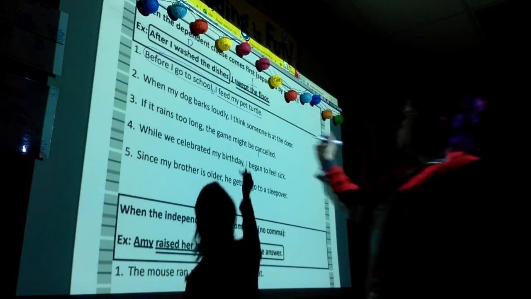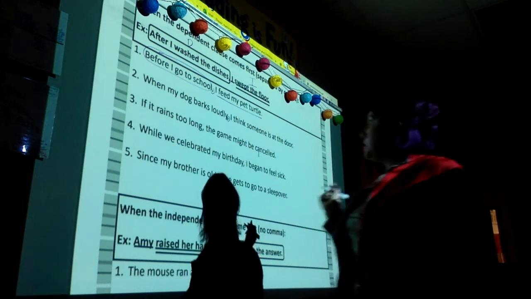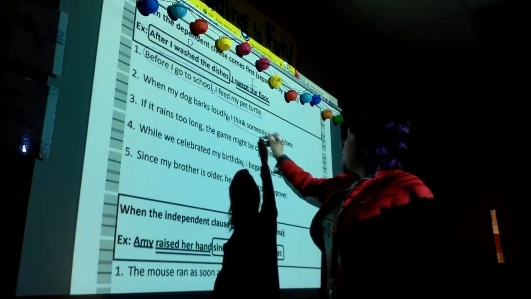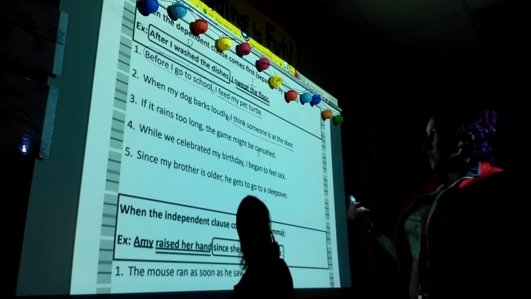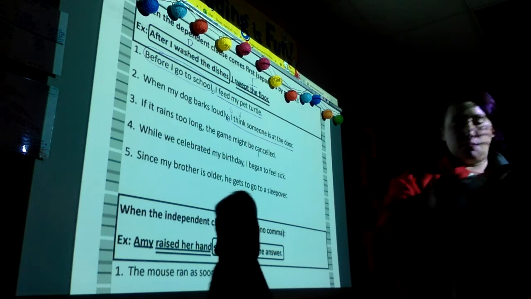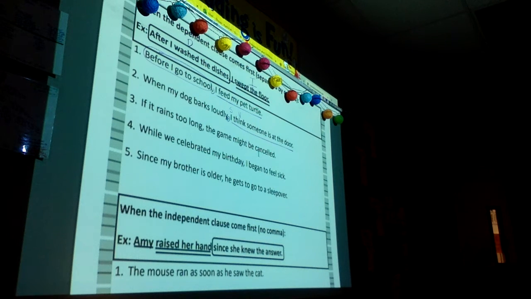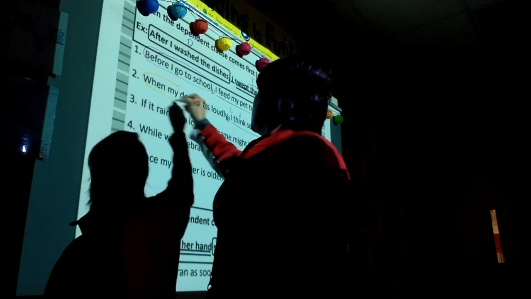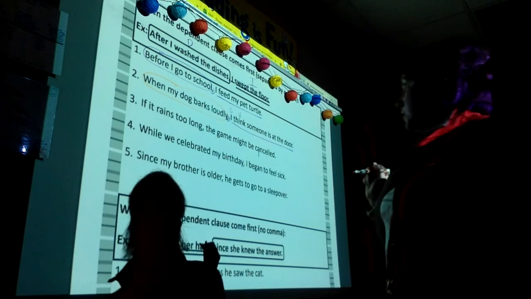Look at sentence number 2. When my dog barks loudly, I think someone is at the door. I think someone is at the door. That can be a complete thought. Here's my subject and here's my verb. When I look at the first part of that sentence, when my dog barks loudly, that's not finishing the thought. That's not telling me everything I need to know. So this part right here is my dependent clause.